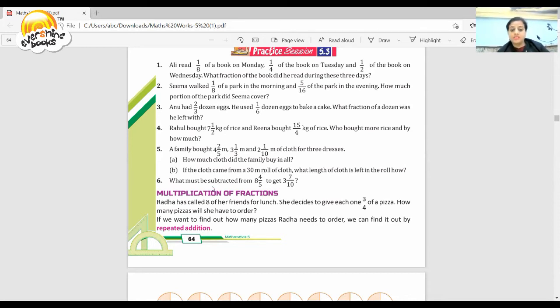Now what must be subtracted from? What must be subtracted from to get this one? So you are going to subtract the same number to get its answer. Likewise, you will do your 5.3 exercise also.